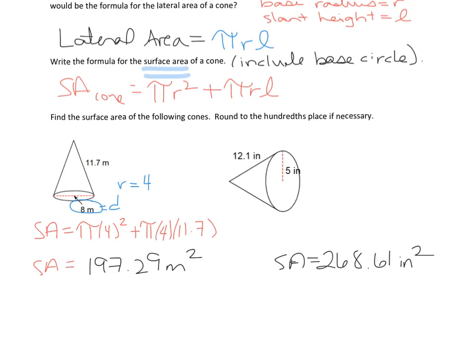All right, so check your answers. That first one should be 197.29 meters squared. We're still finding area, so our units need to be squared. And the second one you should find is 268.61 inches squared. That pretty much sums up everything we're going to be doing. So you're going to be doing the rest of the back of these notes as practice.